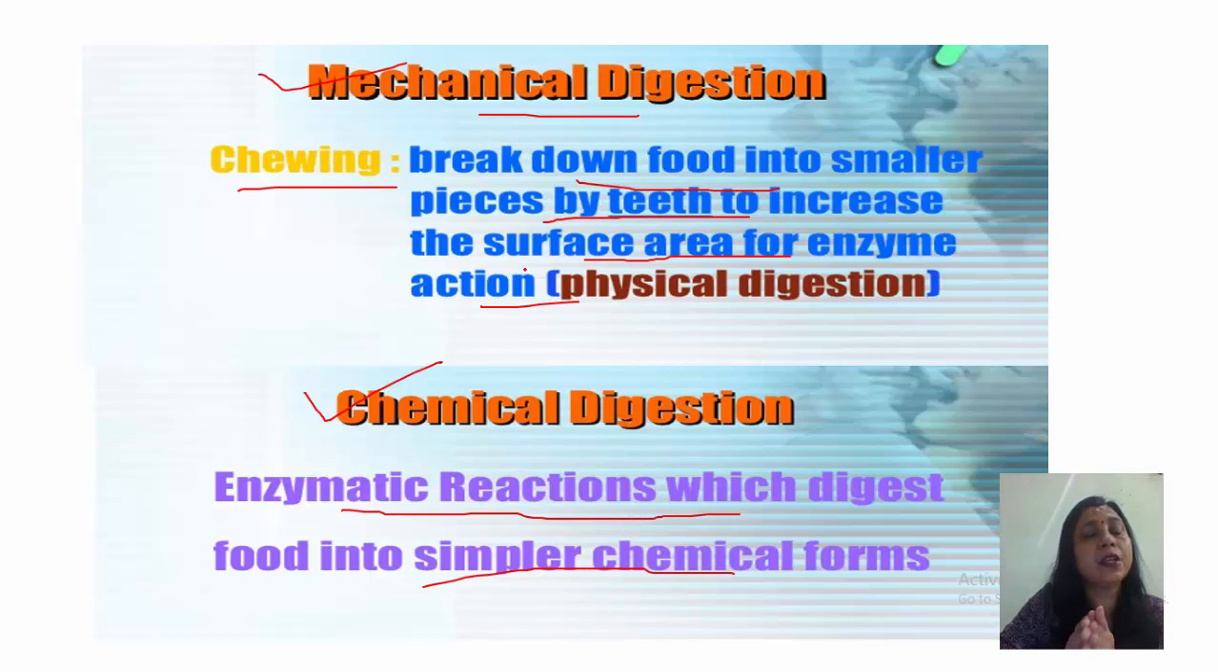The mechanical digestion means as soon as we put the food into the mouth, the digestion starts. First is the mechanical digestion, means the breaking down of the food into smaller pieces by the teeth, as well as the salivary glands release salivary amylase. Saliva contains an enzyme which is known as salivary amylase, which acts on carbohydrates and breaks them into sugar. So the digestion begins in the mouth itself.